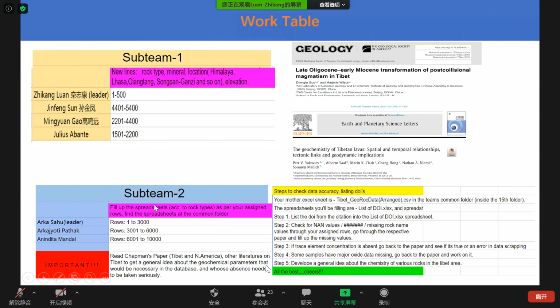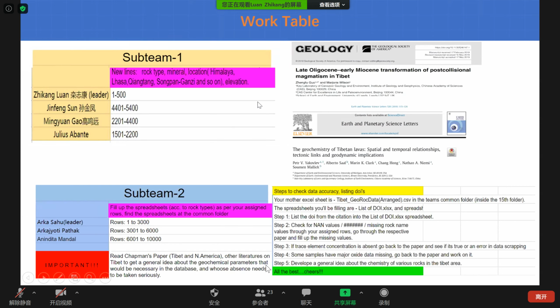And Akasa is the leader of subteam 2. And their work is to do the data cleaning job. And the next week plan is to continue dealing with the GeoRoc database and preparing the machine learning process with the Chapman's database.